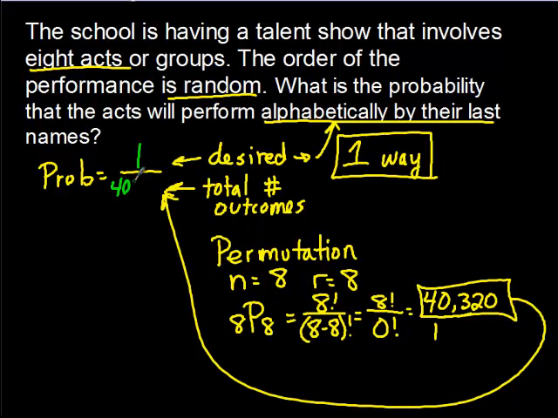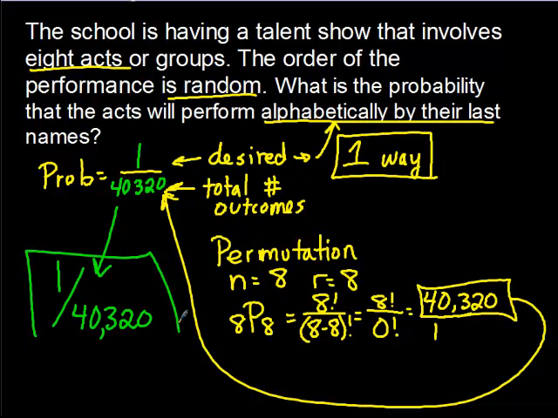So you have 40,320. So the probability of these students being put in alphabetical order by their last names randomly is a 1 out of 40,320 chance.